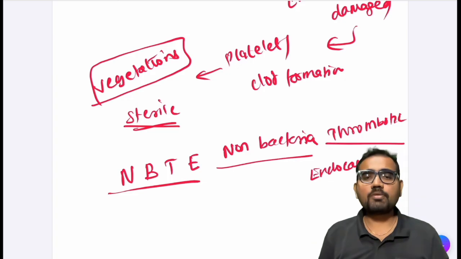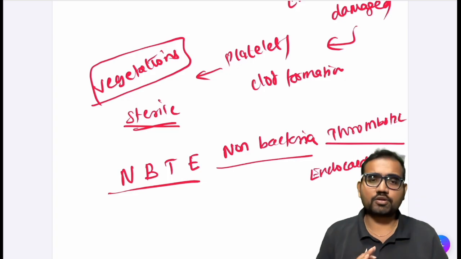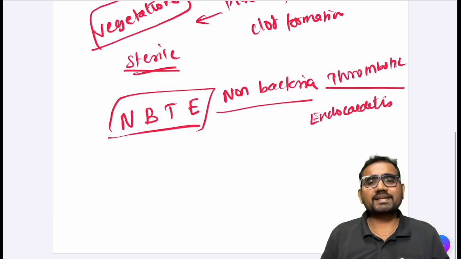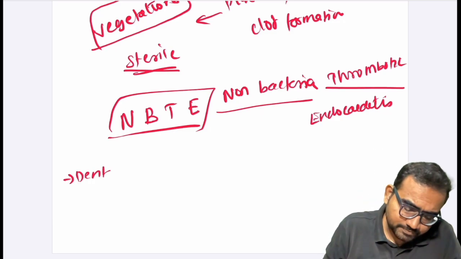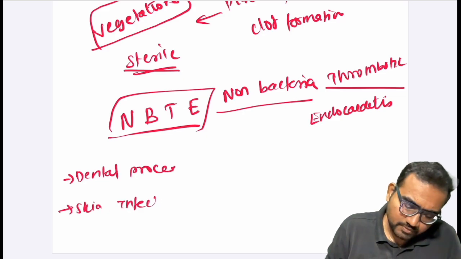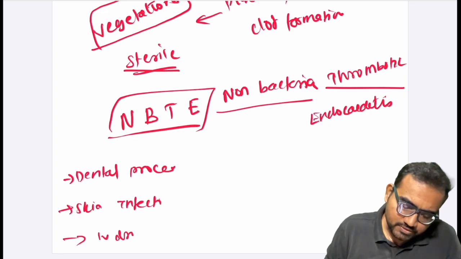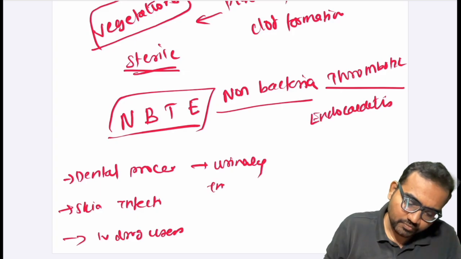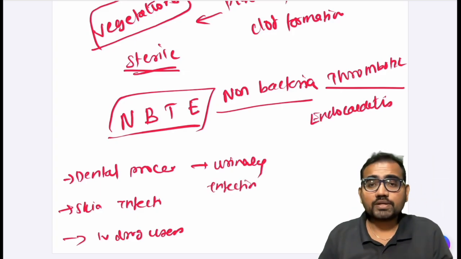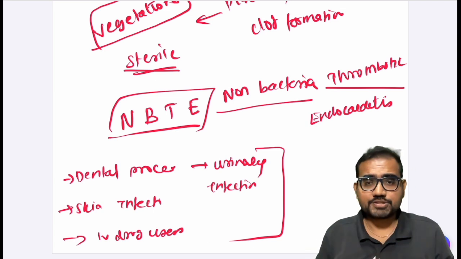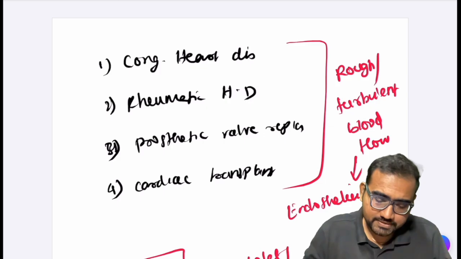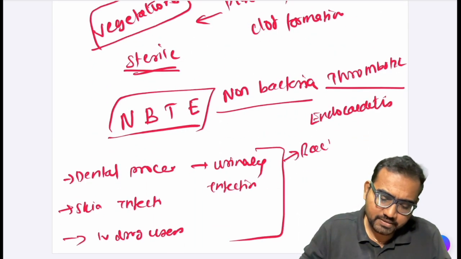Okay, so this is non-bacterial thrombotic endocarditis. Now what happens is, in case of any dental procedures, or skin infections, or IV drug users, urinary infections, all these are going to result in entry of the bacteria into the bloodstream. We call it bacteremia, isn't it? We call it bacteremia.